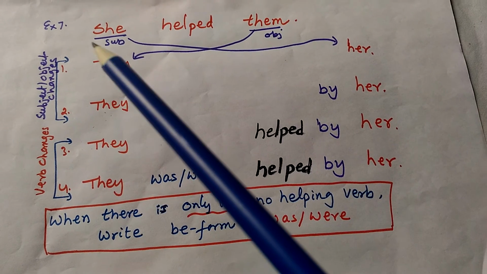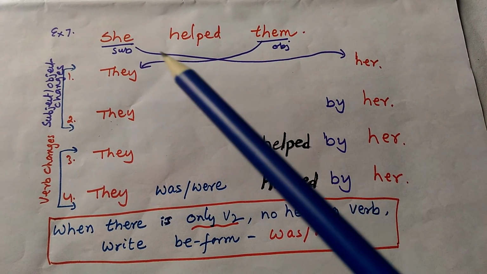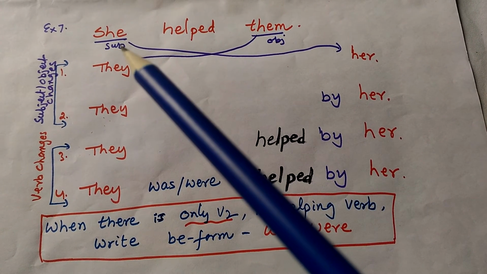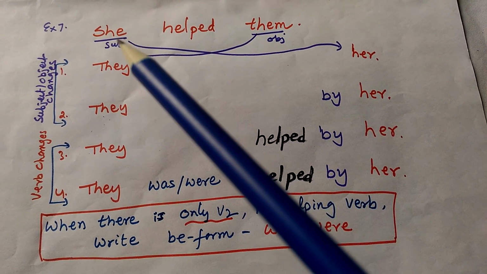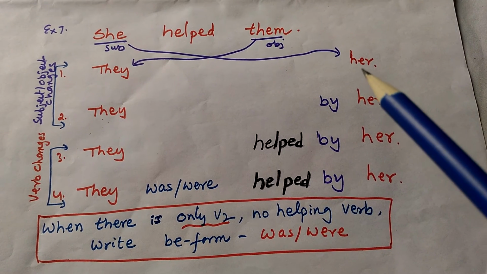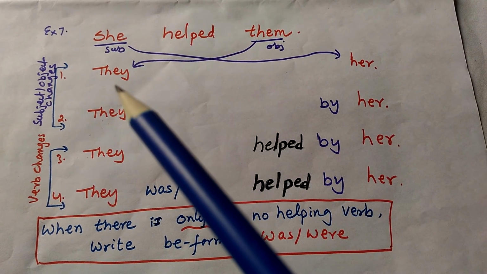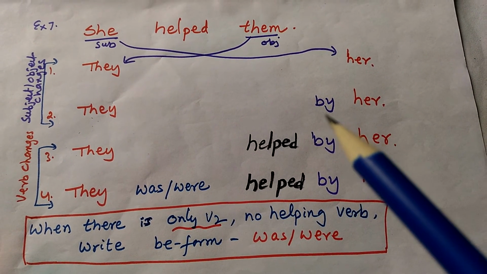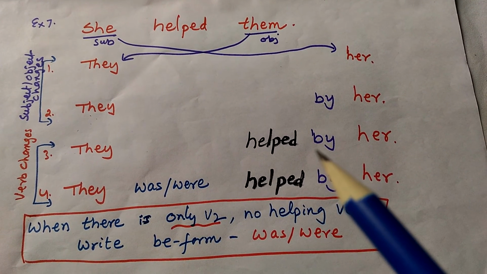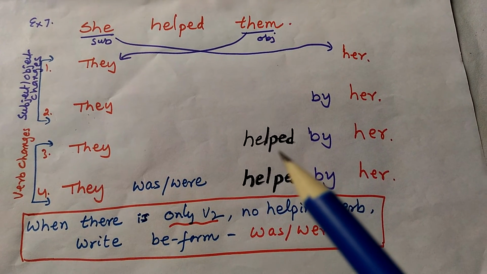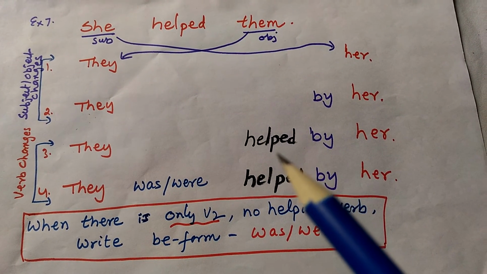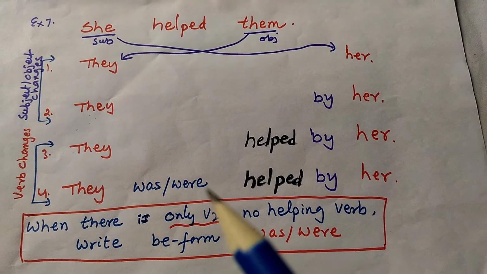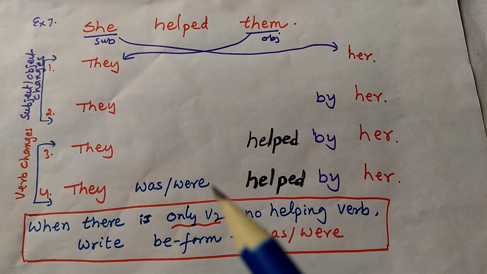Example number 7. She helped them. First we have to identify subject and object, and then we have to interchange the subject and object. So she brought here became her, and them brought here, that is they. And next we have to write by before the object. And after that, as a third rule, we have to write the verb 3 form, that is helped became the verb 3 form helped. And then we have to add an appropriate be form, that is was or were.